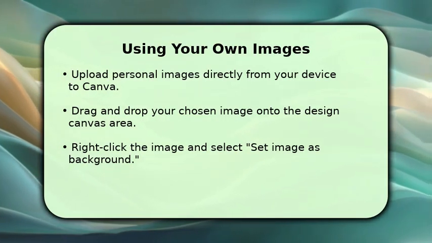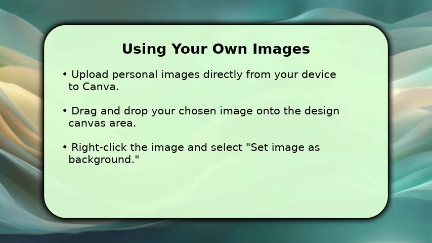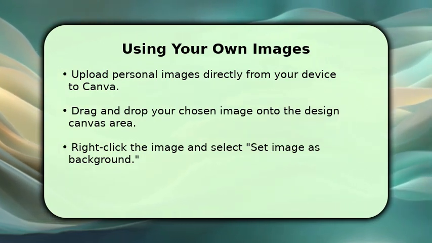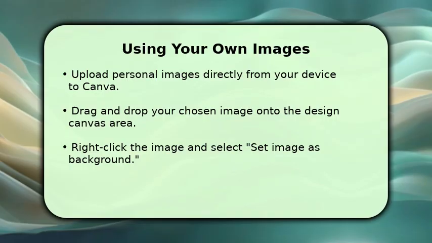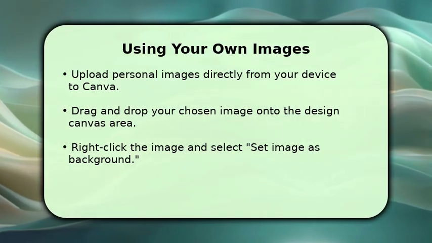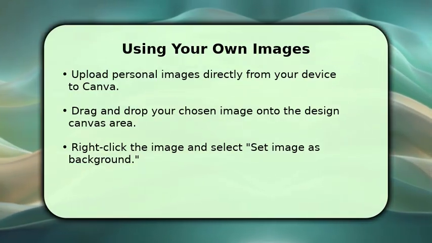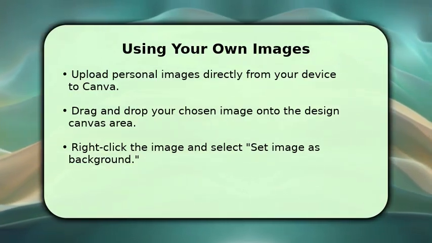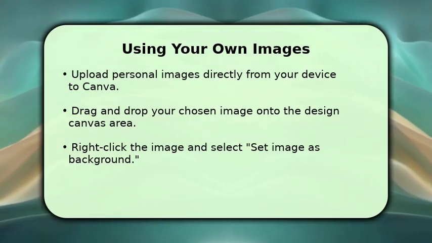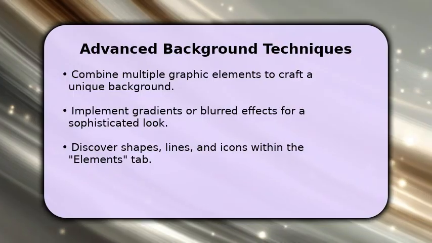Beyond Canva's library, you can easily use your own images as backgrounds. Just upload your photo or graphic from your computer or phone. Once uploaded, drag and drop it onto your design. For a perfect fit, right-click the image and choose Set Image as Background. Canva will automatically stretch it to fill the canvas. You can then adjust its position or scale slightly to ensure it looks exactly how you envision it, adding a personal touch.